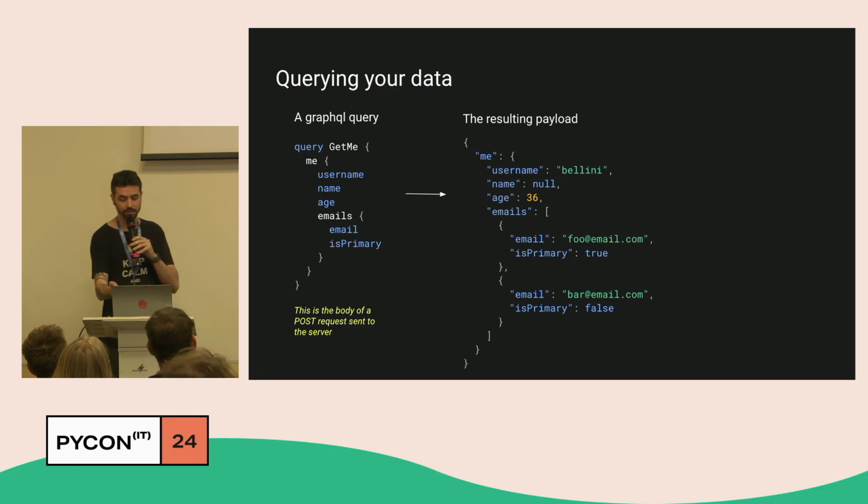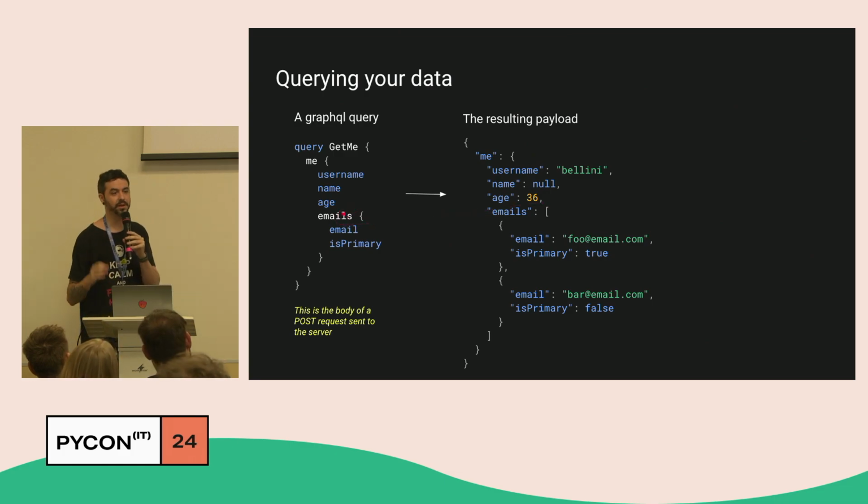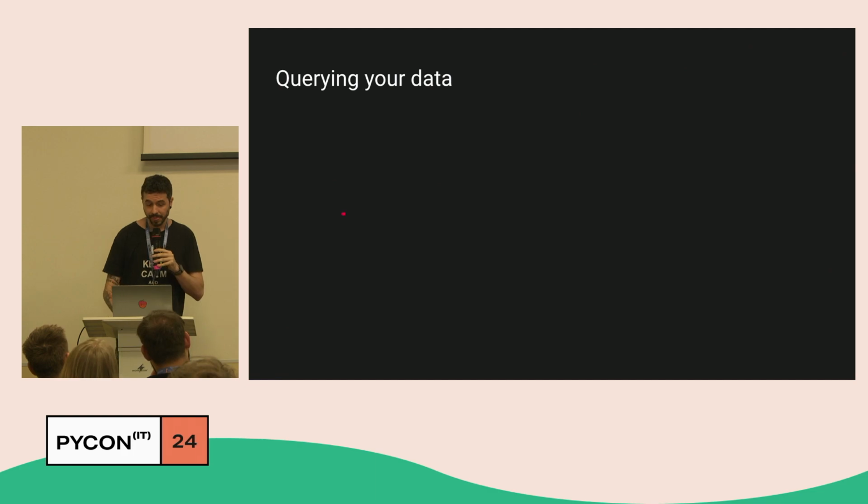which, when being resolved by the server, is expected to return something like this. So if I am logged in this backend, you can see that I am getting back my username here. My name is null because I did not define it for some reason, my emails, and so on. And you can see that it has specifically the fields that I asked for, not more, not less. It is exactly what I asked for.